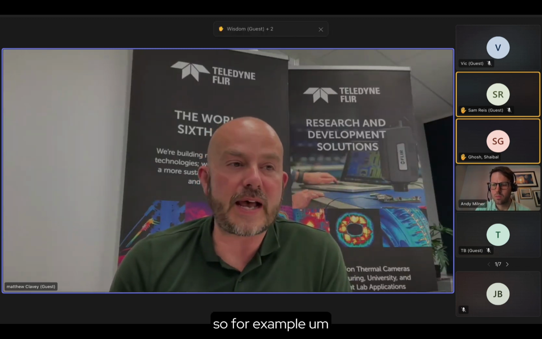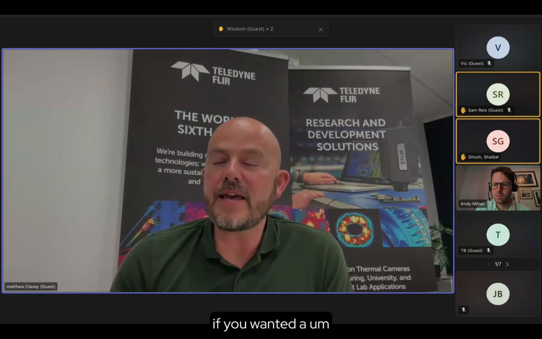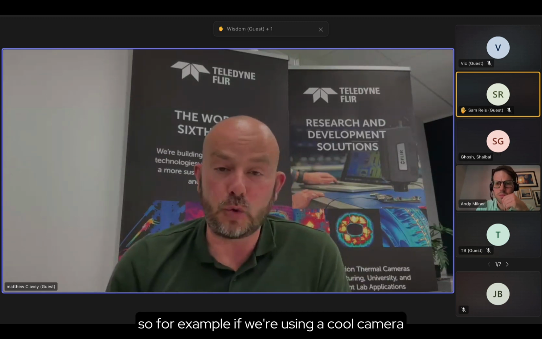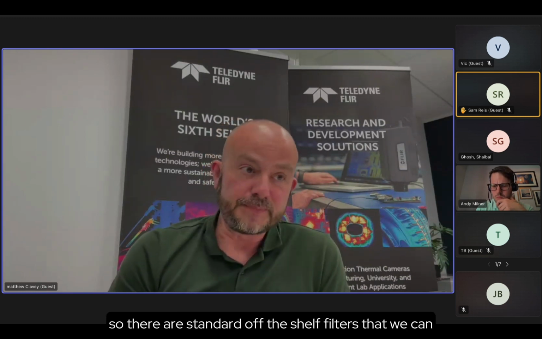So there are lots of standard off-the-shelf filters. For example, if we're using a cooled camera and you're measuring plastic, say a plastic film, you would see straight through it because it has a very high transparency. But you can have a filter that allows you to see just the surface of that material. So there are standard off-the-shelf filters that we can show you, but also you can buy your own filter.